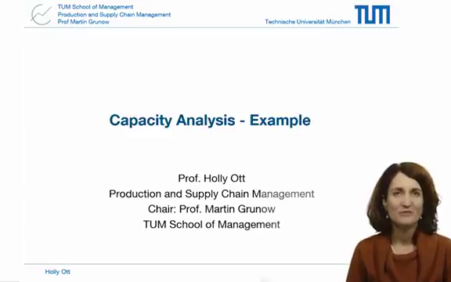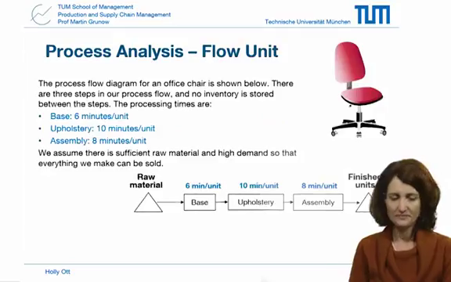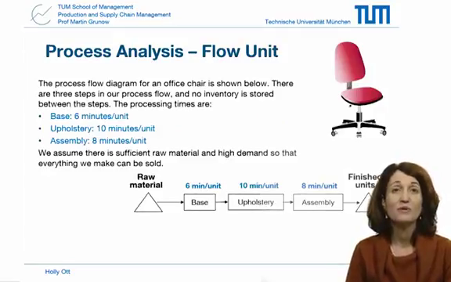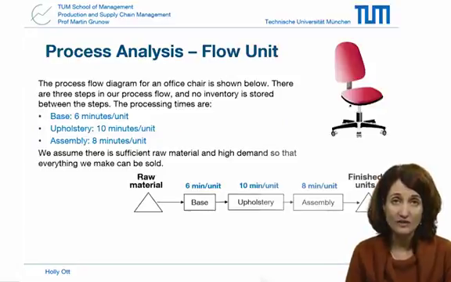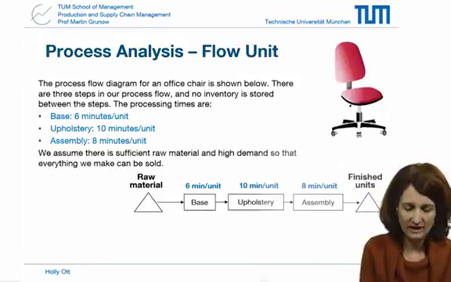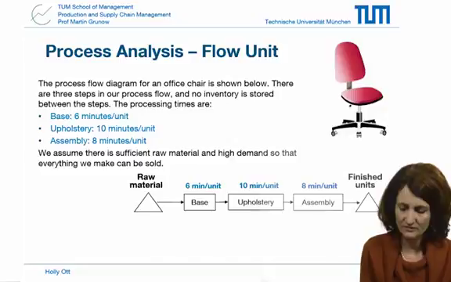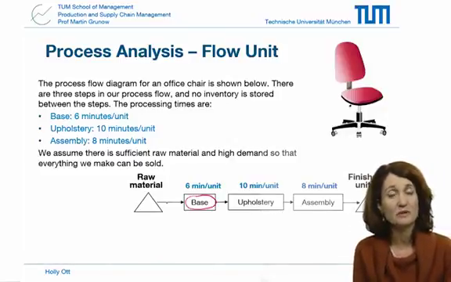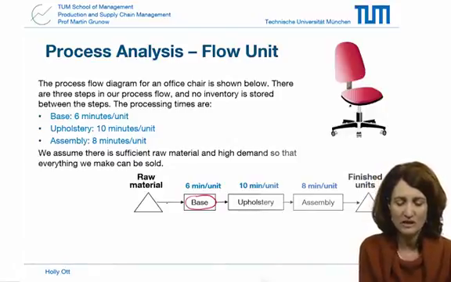In this section, we'd like to give another short example of our capacity analysis. So here we have a process flow diagram for an office chair. We have 3 steps in our line. We have no inventory between the steps. We have here a base process, so presumably putting together the base of the chair takes 6 minutes per unit.